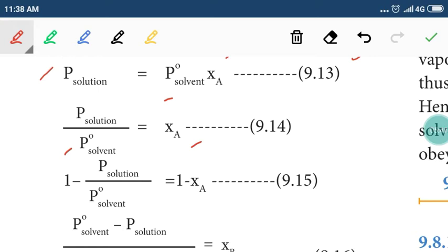Then subtract this mole fraction from 1. So on both sides the terms are subtracted from the value 1. So equation 9.14 is rearranged as equation 9.15.